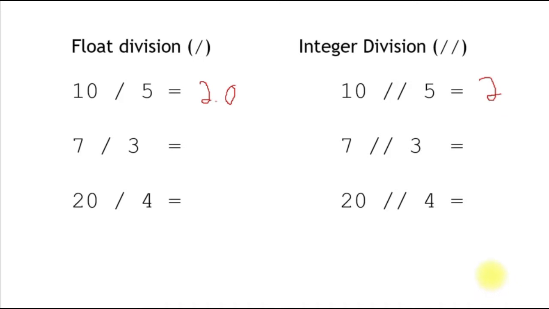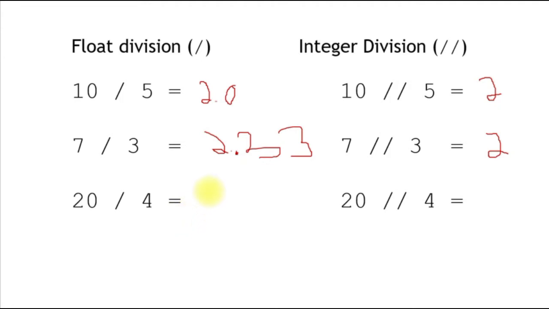Sa float division, 7 divided by 3 is 2.33. So, meron tayong decimal point na 0.33. Kapag integer division naman, the answer is only 2. So, disregard natin yung decimal point. So, 2.33 po ito. Next is 20 divided by 4.